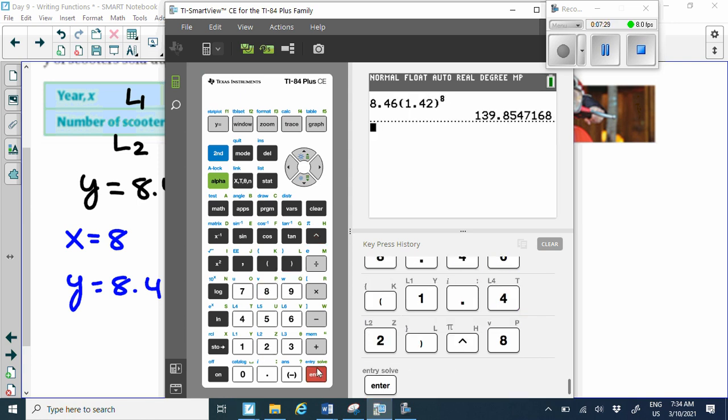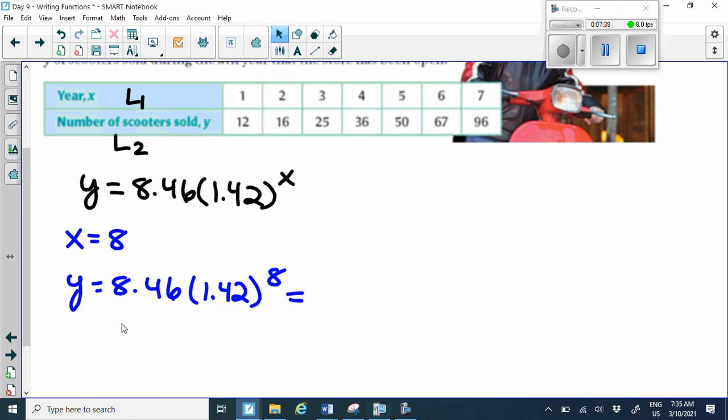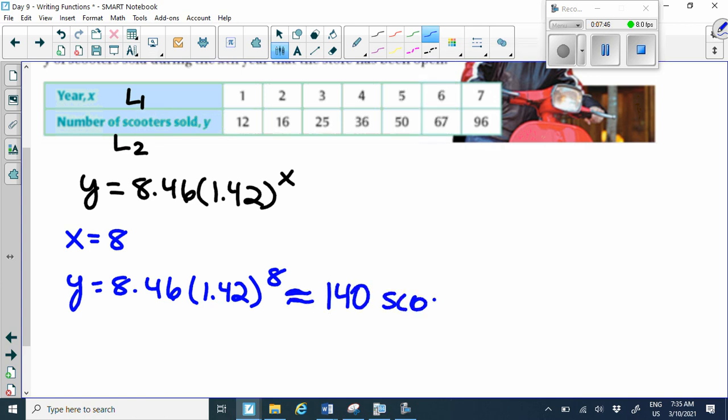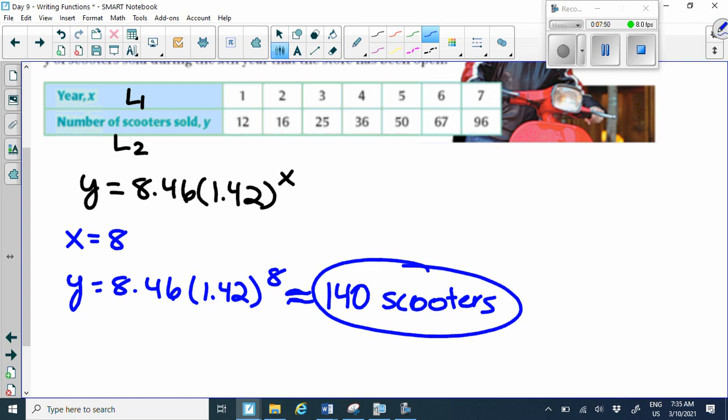And now let's kind of think about this here, right? Would it make sense to have 0.85 of a scooter? No. So we're going to go ahead and round up to a whole number and say we're going to have 140 scooters, or approximately 140 scooters. Okay? And don't forget your label there.